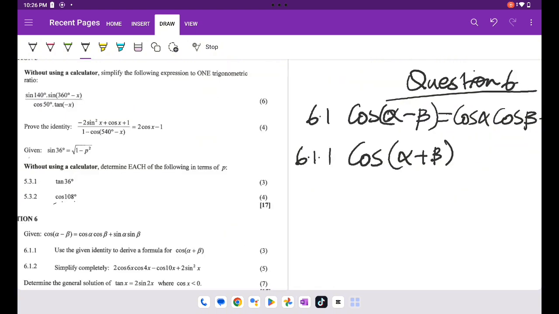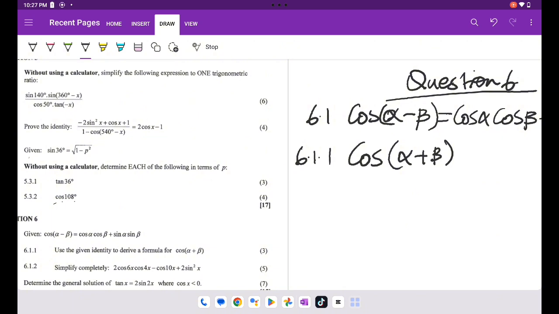Right, question 6. Given cos of alpha minus beta equals cos alpha cos beta plus sine alpha sine beta. So this is given. Now 6.1.1, use the given identity to derive a formula for cos of alpha plus beta.